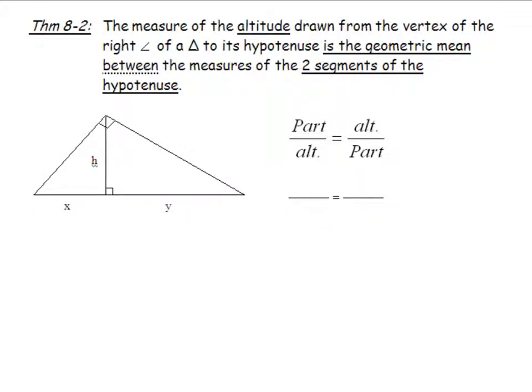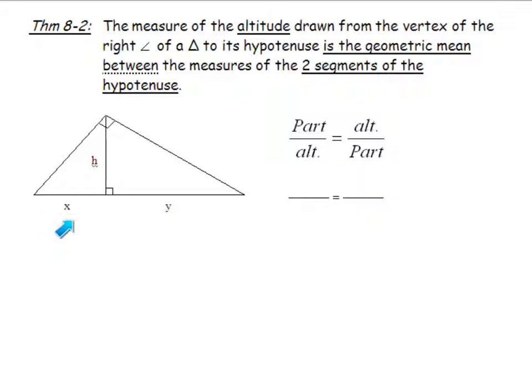All right, the next theorem states that the measure of the altitude, remember the height, drawn from the vertex to the hypotenuse, is the geometric mean between the two segments. Geometric mean, remember the altitude or this part here is going to stay the same. So we're going to call this part over altitude, then altitude over part.